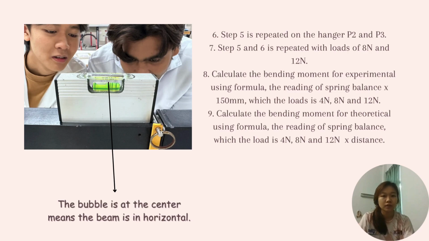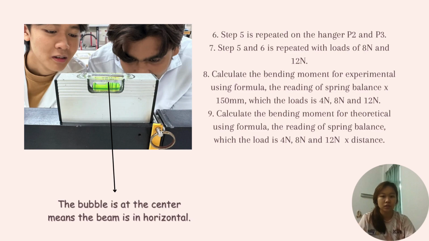Then, calculate the experimental bending moment using the formula, which is the reading of the spring balance times the constant of 150 millimeter, where the loads are 4 Newton, 8 Newton and 12 Newton. Lastly, calculate the theoretical bending moment using the formula, the load of 4 Newton, 8 Newton and 12 Newton times the distance.